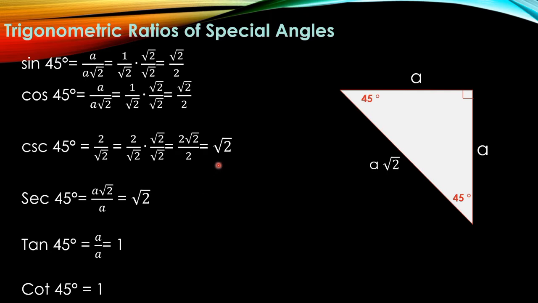So, pareho lang. Next, cotangent, that is the reciprocal of tangent. So, 1, the reciprocal is also 1. Therefore, cotangent 45 degrees is 1.